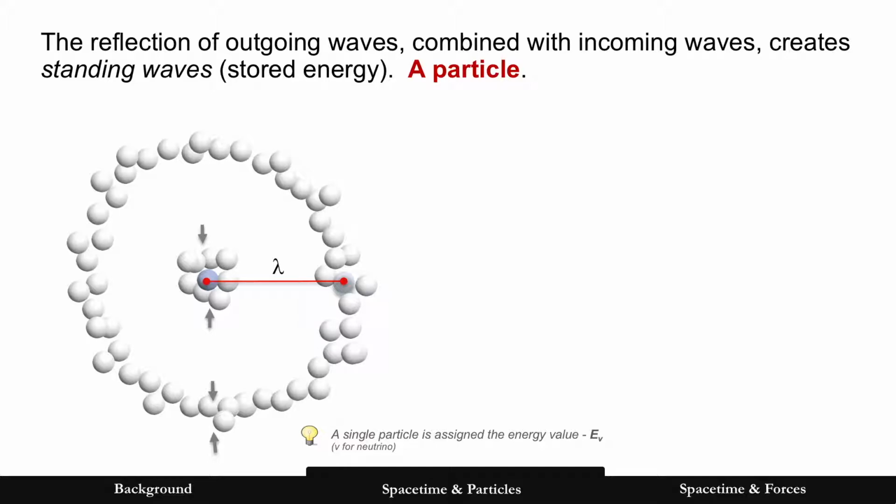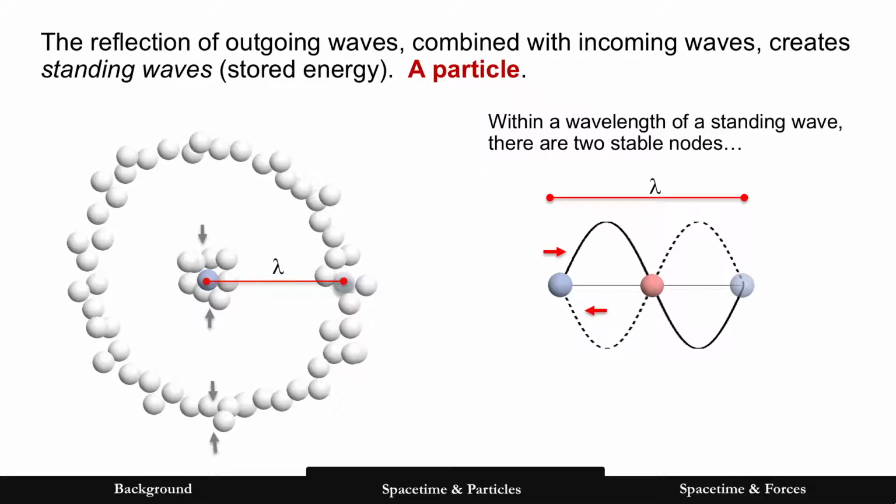Reflection of incoming waves produces outgoing waves at the same frequency, which now produces standing waves. And what is a standing wave? It's stored energy. It's no net propagation of energy. And what is a particle? Well, a particle is stored energy. So I think we have here our first particle defined by waves. It's going to be assigned an energy value, just called EV. That'll be shown shortly.